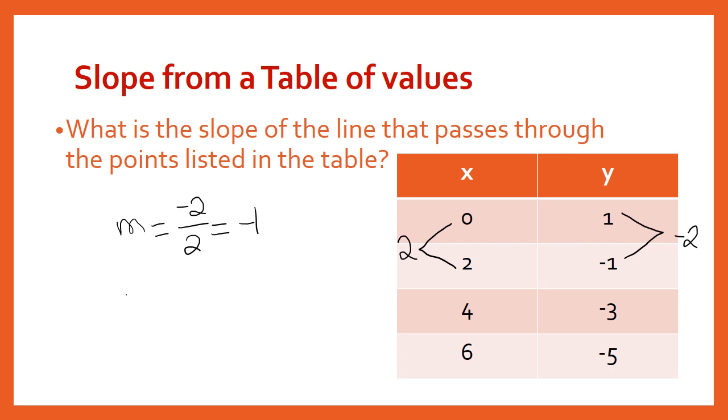Or I can also find the slope by putting down the second y value, which is -1, minus the first y value, which is 1, over the second x value, which is 2, minus the first x value, which is 0. I'm going to end up with the same thing, -2 over 2, which is -1.